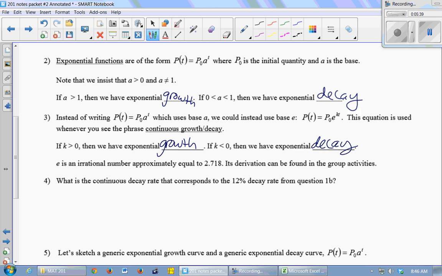But just in case people have forgotten, e is an irrational number. It's like 2.718 and so on. It's like one of those numbers like pi. Irrational has an infinite decimal expansion. And its derivation, where that number comes from, will be found in the activities. Because I know some of you asked me in the summer where that number comes from, and I was like, wait till calculus. So you'll get to see it today.